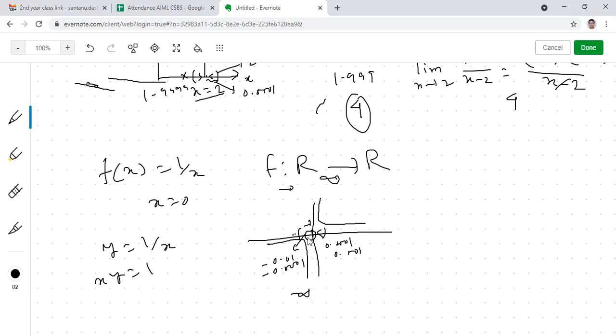So you are varying the independent variable in a small interval around 0, but the functional value is varying in a huge interval from minus infinity to plus infinity. So here, like the previous case, it is not possible for us to provide any approximated value as the functional value at x equals 0. Is that clear?